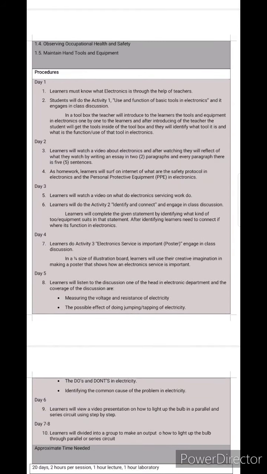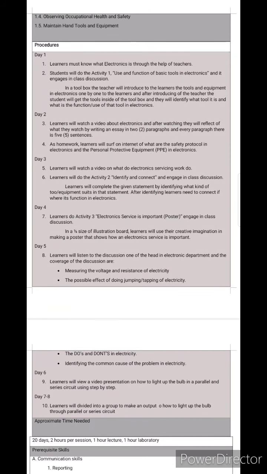For the third day, learners will watch a video on what electronics servicing work does. Learners will do Activity 2, identify and connect, and engage in class discussion. Learners will complete the given statement by identifying what kind of tools or equipment suits that statement. After identifying, learners need to connect it to its function in electronics.